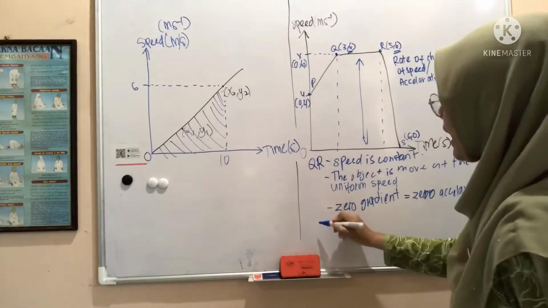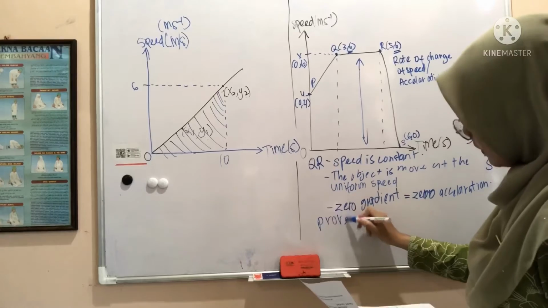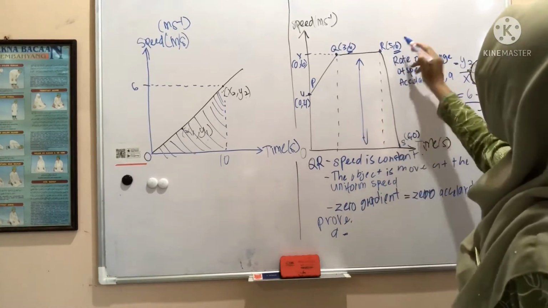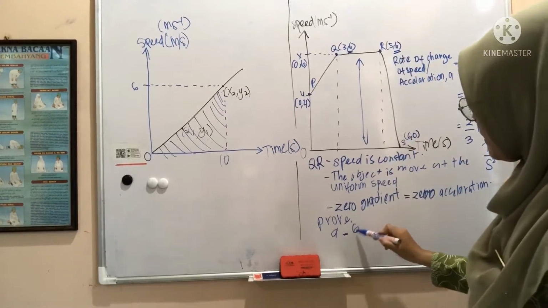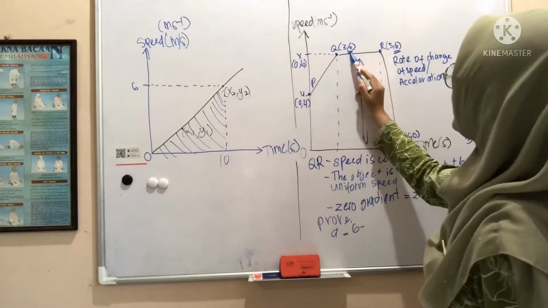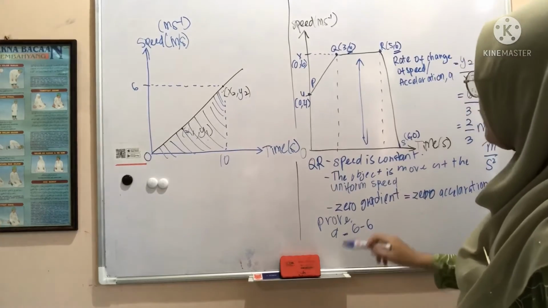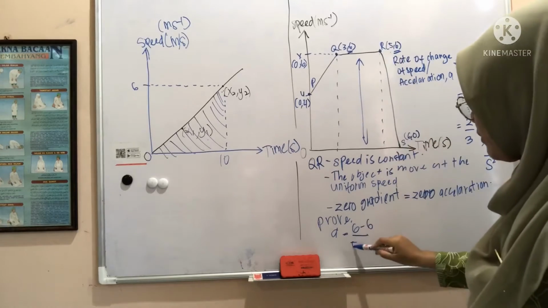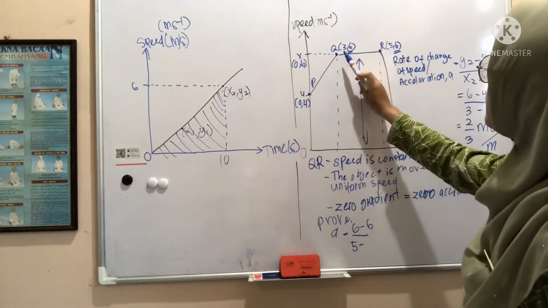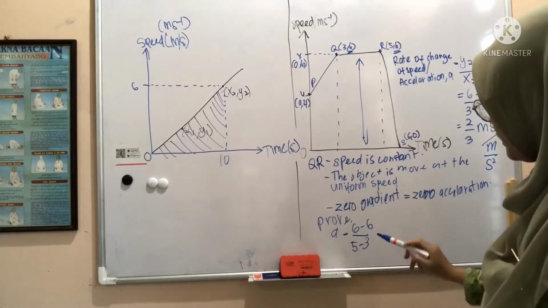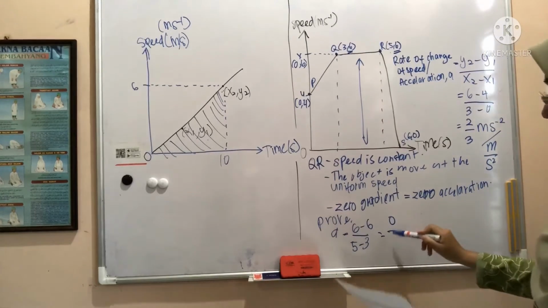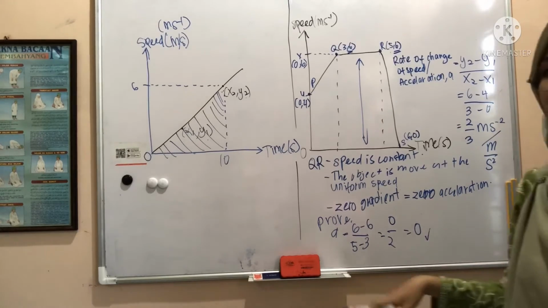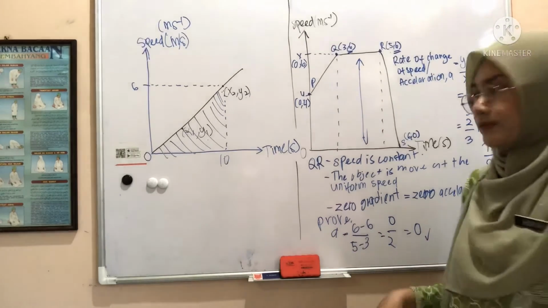Okay, to prove that, we show A equals y2 is 6, y1 is 6, over x2 is 5, and x1 is 3. So 0 over 2, 0. Okay, so there is no acceleration at all.